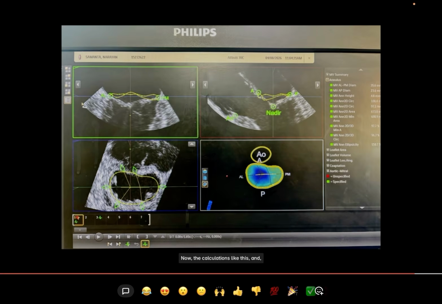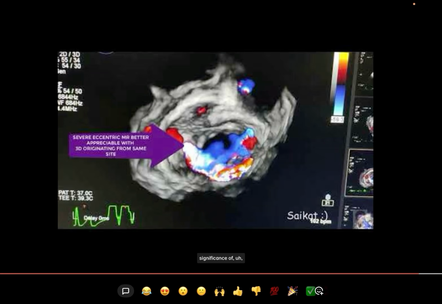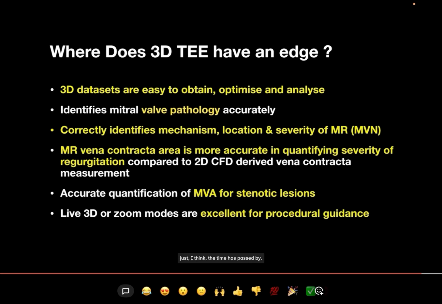Now, calculations like this and deriving models of the mitral valve like this is very much possible, but in my practice, I don't find much clinical significance in things like this. I have one more case, but I think the time has passed. So just to summarize, where does 3D TEE have an edge?